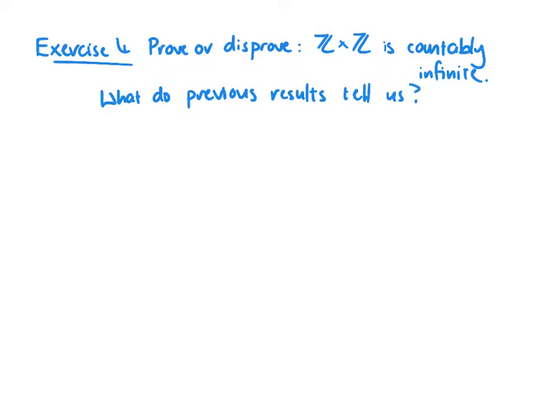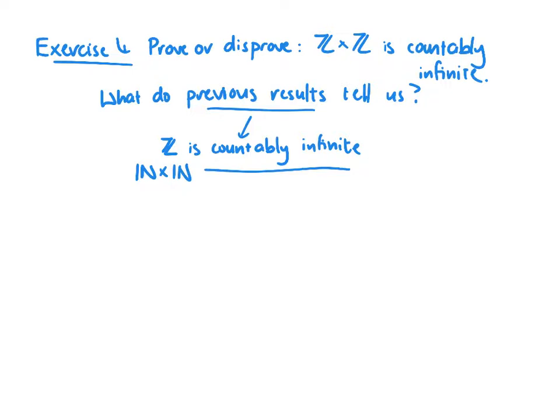With previous results, we know the following: Z is countably infinite. And if exercise 3 isn't done, still, we know it's true. You can use the fact that N cross N is also countably infinite. Does that tell you anything here to help you prove or disprove that Z cross Z is countably infinite?